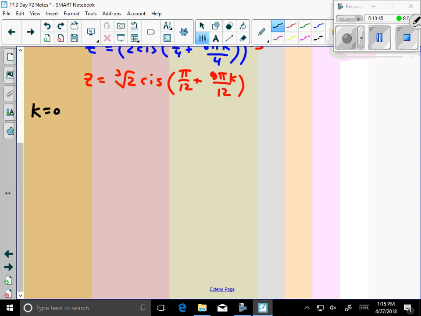0, 1, and 2. Did you know that if you went out to 3, you'd just loop back to 0? You'd loop back to the exact same spot that you were at when you had k equals 0. It'd just be coterminal. So it's not necessary to go beyond that. Someone will, because they'll see the 3 cube roots and they'll go out to k equals 3, just because they see 3 and they think 3.